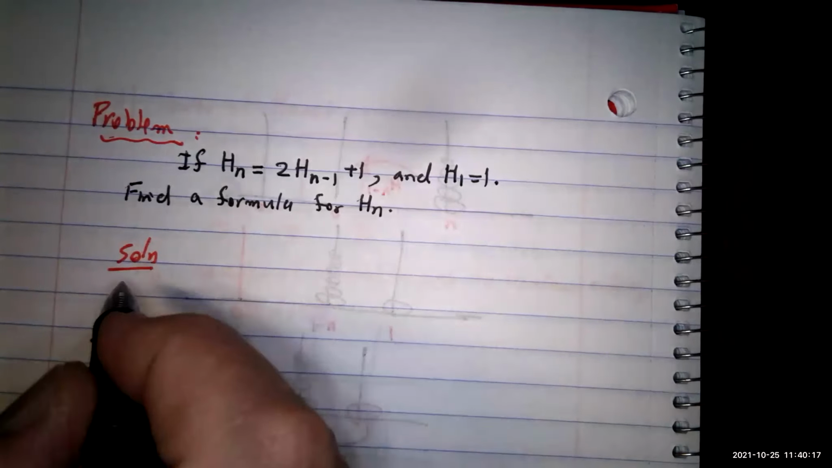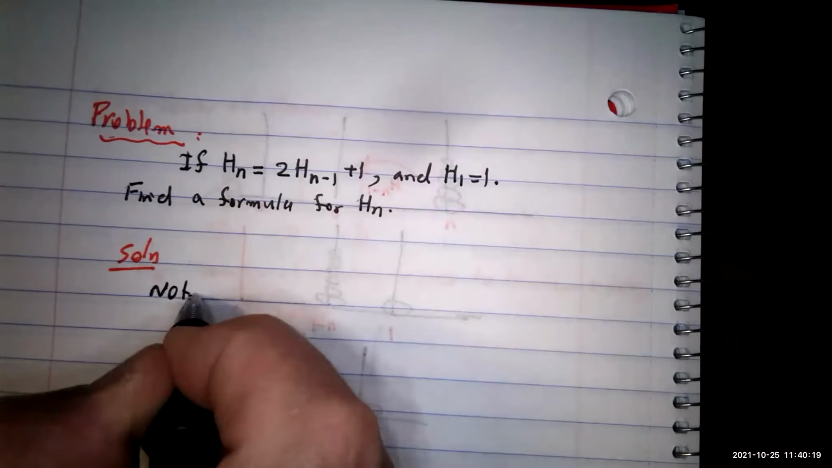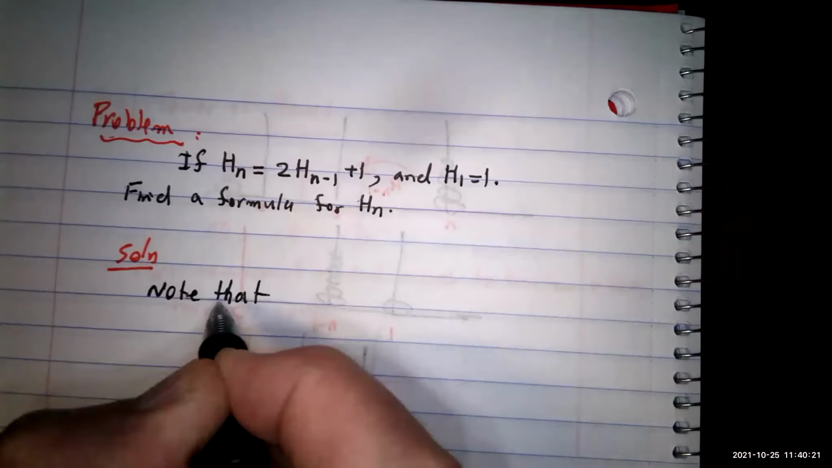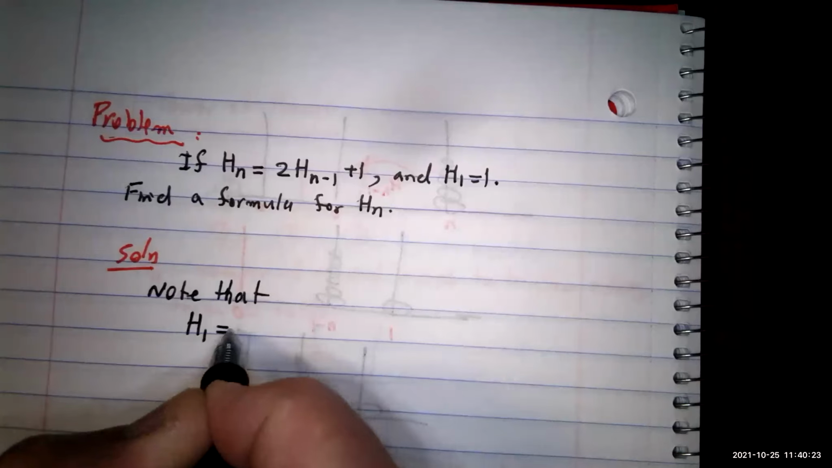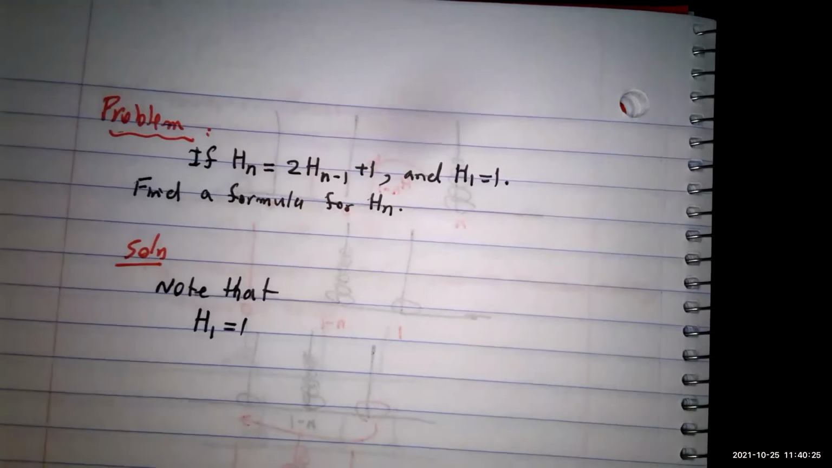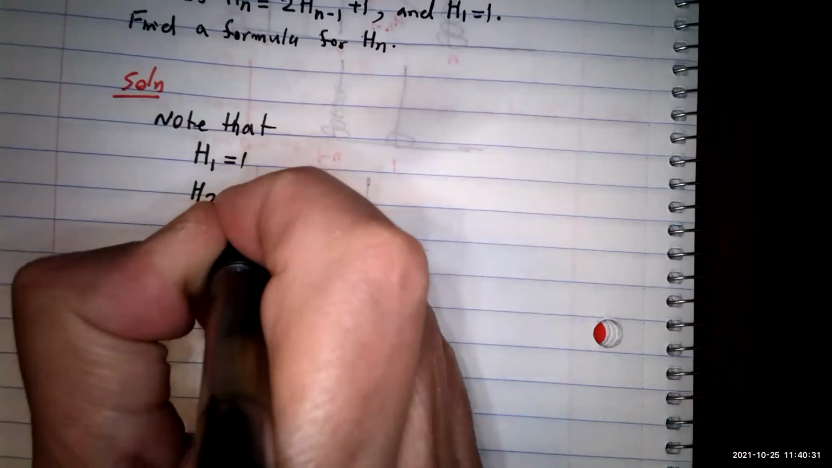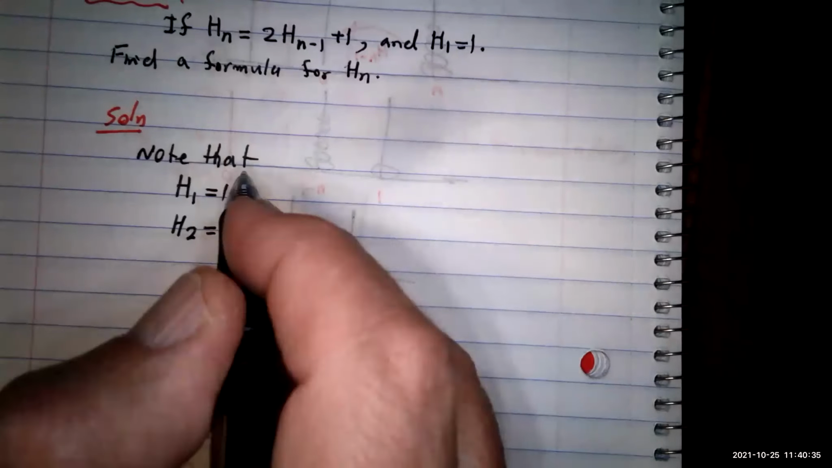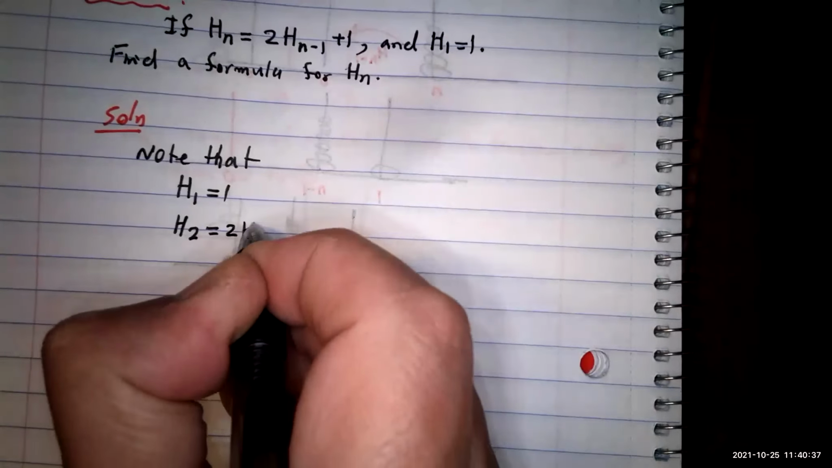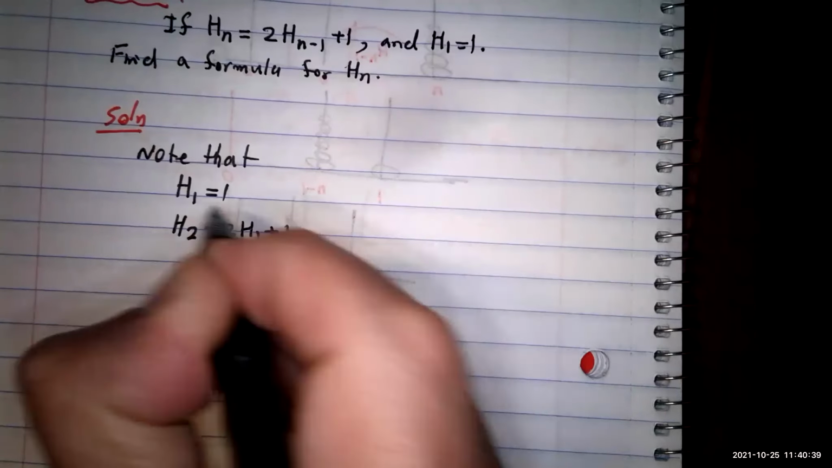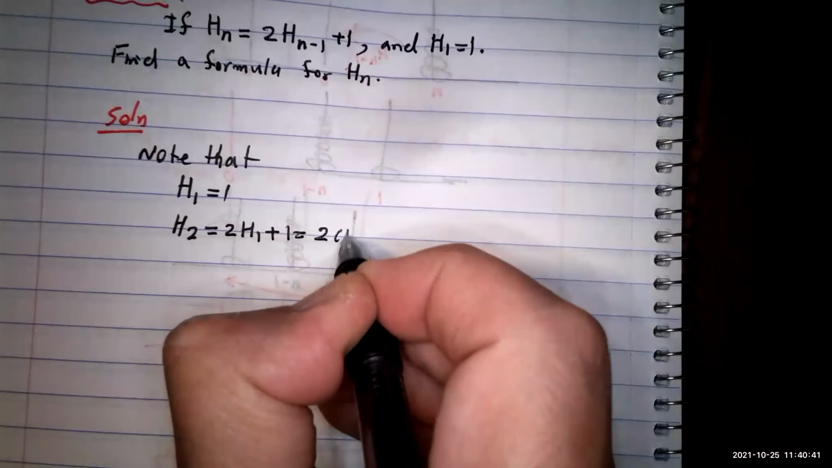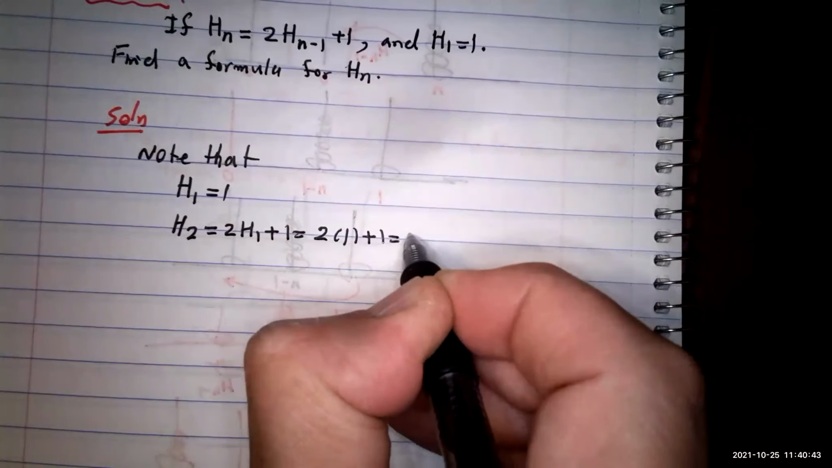List some terms. Note that. Start with the H1. H1 is 1. Done. Okay. Get more. H2. Remember, this is your formula. H2 will do what? 2H1 plus 1. H1 is 1, plus 2, so that gives it 3.